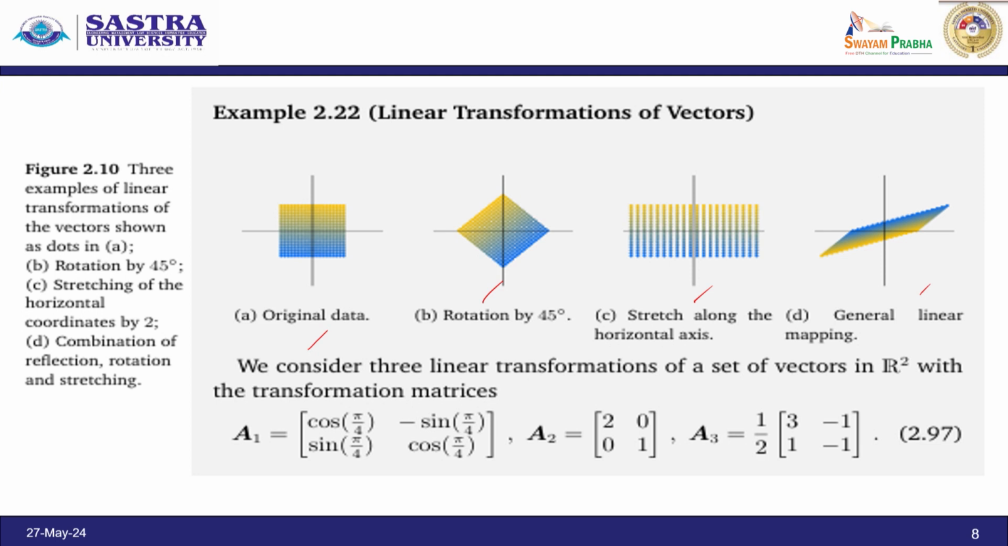Suppose you rotate by 45 degrees, cos 45, that is, cos pi by 4 you take, and then minus sin pi by 4, and then sin pi by 4, cos pi by 4. Then the corresponding A2 is a matrix 2, 0, 0, 1, and A3 is 1 by 2, 3, minus 1, 1, minus 1. So, this set of matrices we have to transform one to another.